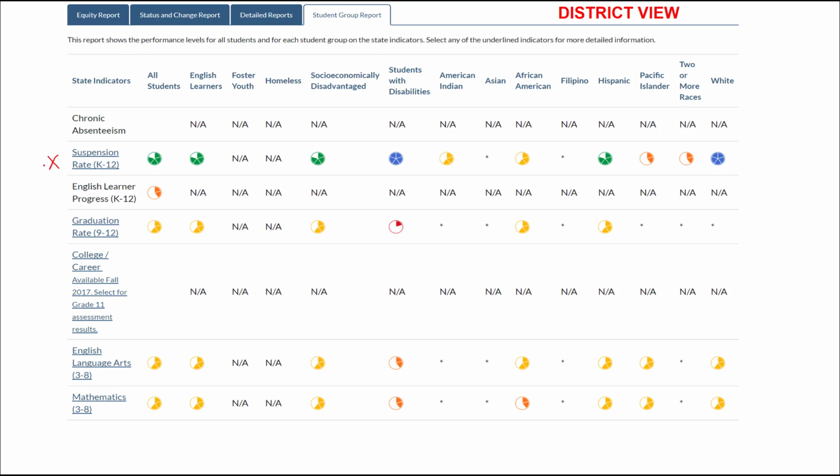We're okay because there are no reds. Graduation rate, there is one concern right here, students with disabilities, that's red. So that's a concern. Going down, college career indicator, that won't come out until later. So now we're looking at ELA and math, and as we go across the students with disabilities, we have a pair of oranges. And so this district is not eligible because one of these would have to be red.